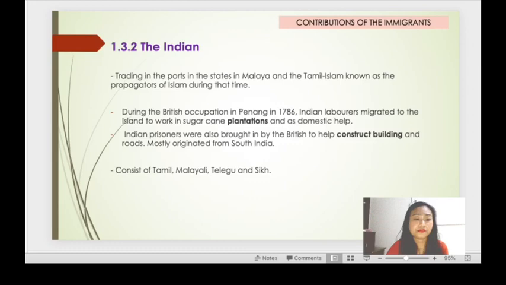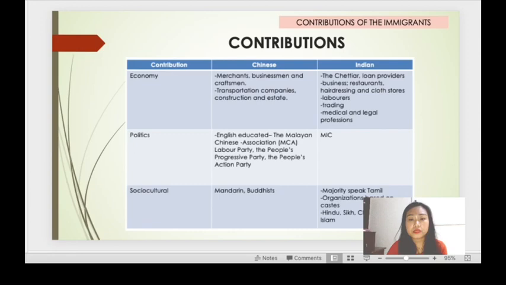So this schedule explains everything in general on the contributions of both communities. In terms of economy, the Chinese usually are the merchants. They are also the businessmen and the craftsmen. Transportation companies, construction and estates were dominated by this community. Mostly the Chinese, huh? They are the ones that contributed to the transportation system in Malaya at that time. Meanwhile, the Indians are the chettiars, loan providers. They are very good with money. Business, restaurants, hairdressing and cloth stores. They are also the labourers. They get involved in trading as well, and also medical and legal professions.